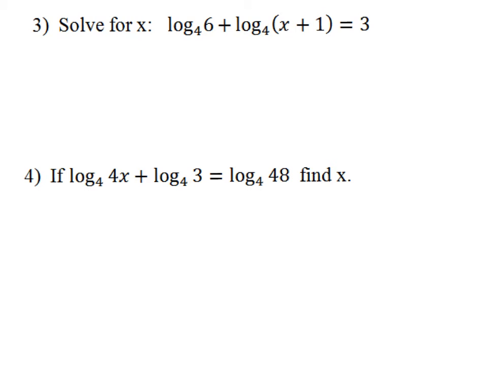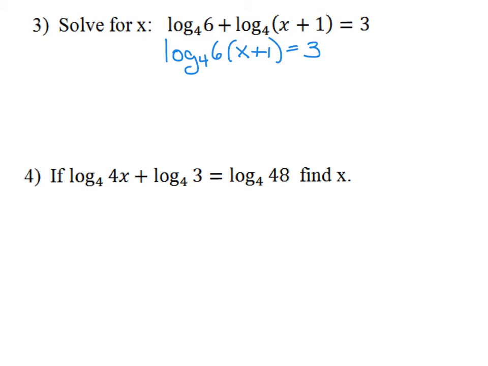Let's try another example at the bottom of page 9 in your notes, example number 3. Solve for x. Log to the base 4 of 6 plus log to the base 4 of x plus 1 equals 3. So once again I see that I have a sum between 2 logs, so I'm going to rewrite this as log to the base 4 of 6 multiplied by x plus 1 is equal to 3.